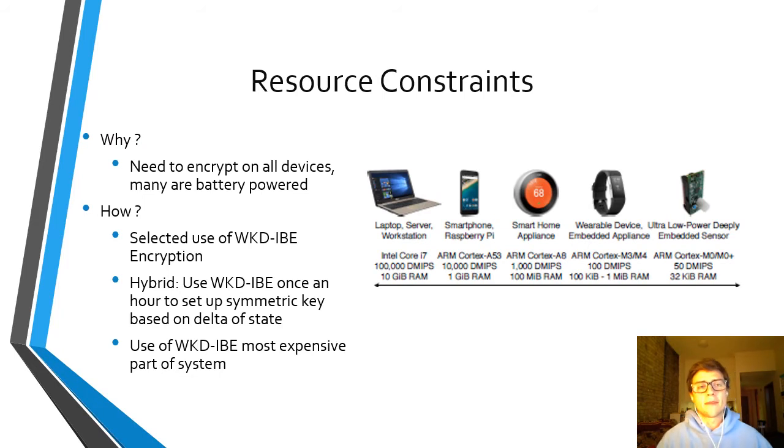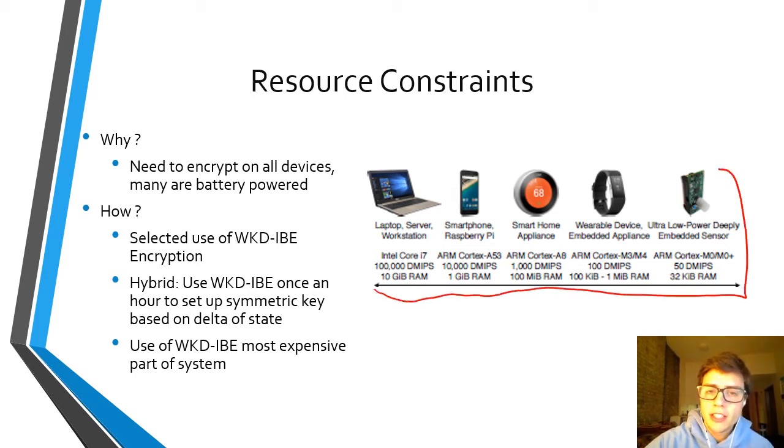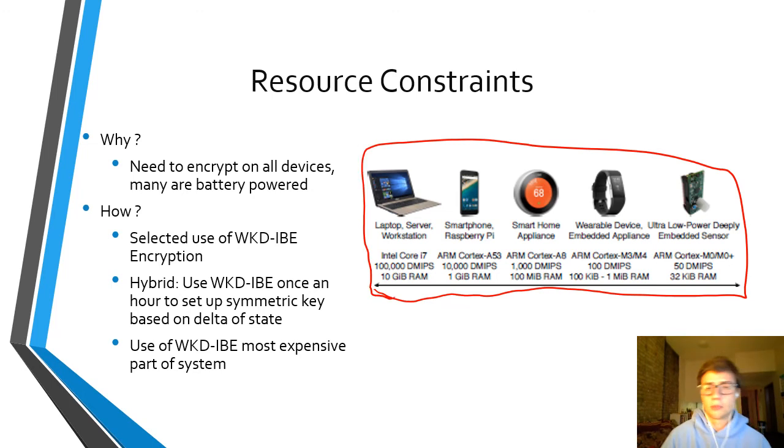So the next big challenge with JEDI is resource constraints. It needs to run on all of these different types of devices that vary widely in processing power, in memory, and just power supply. So you need to be able to have the same method of encryption on all of these devices. How do you do that?